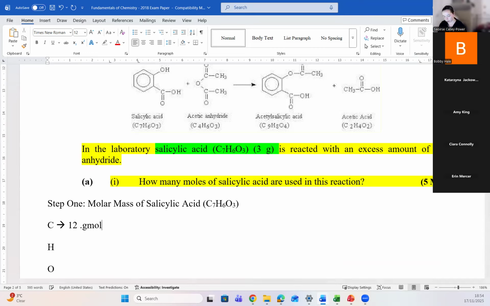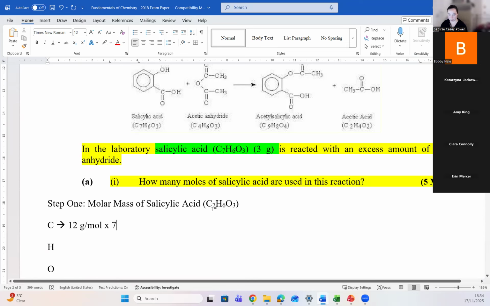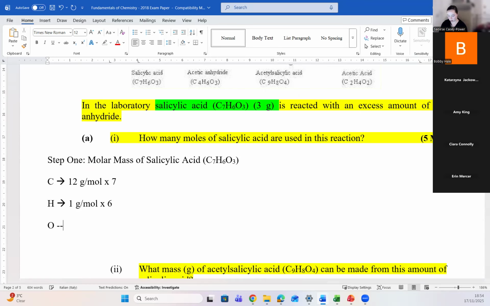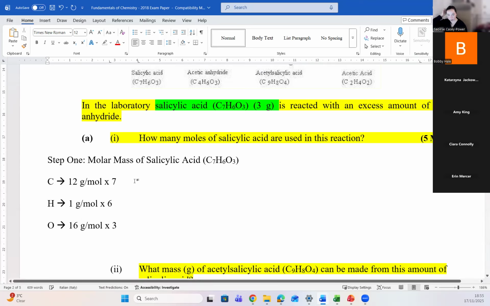So carbon from your periodic table, 12 grams per mole, multiplied by our 7. We have 7 carbon atoms in our salicylic acid, so we'll multiply it by 7. Hydrogen then is our 1 gram per mole by 6. Oxygen then is our 16 grams per mole by 3. Everyone happy enough with that? Yeah, everyone. So it's the exact same thing as what we've done already.